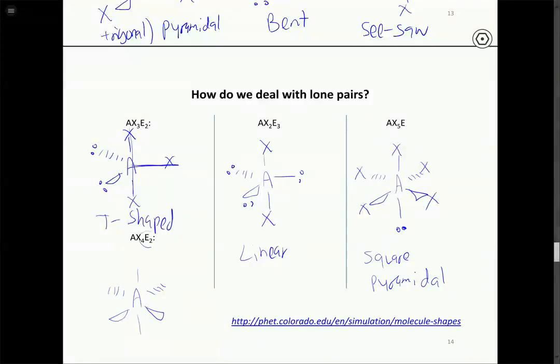This time we have 2 lone pairs. The lone pairs want to be as far away from each other as possible, so we put those on opposite sides, and then the rest of the positions get filled in with the atoms. And so this one is square planar.